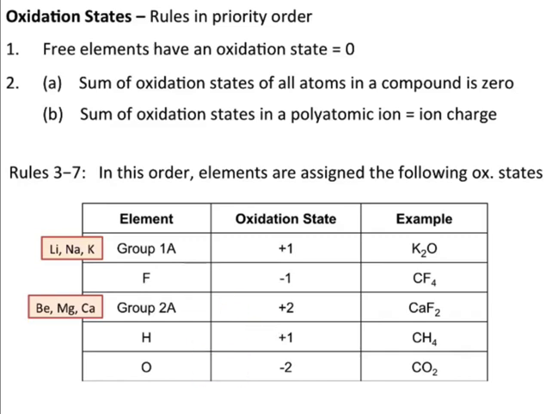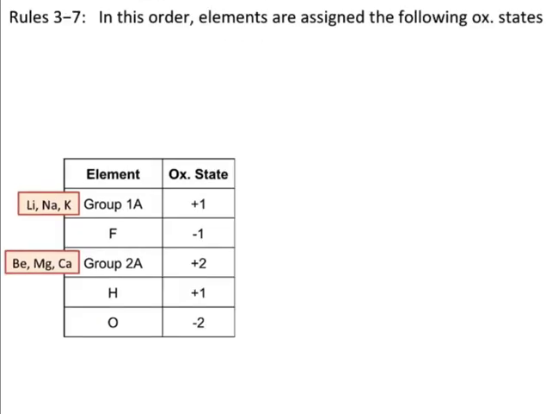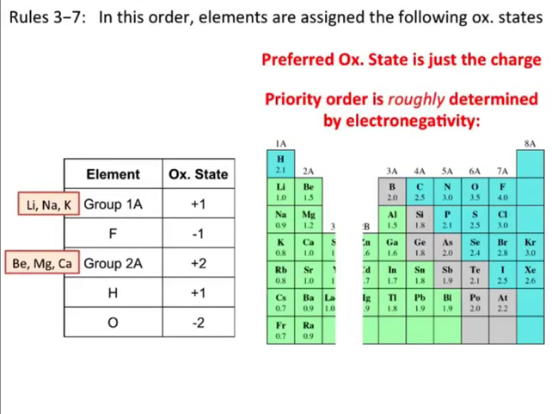And here are some examples over on the right too. The preferred oxidation state is just the charge that it would want to take based on the periodic table. You've got -1, -2, -3, +1, +2, etc. And then the priority order of who gets the charge they want is determined roughly by electronegativity. It's not quite right. But the alkali metals, most of these are very close to 0, so they're very happy to lose that electron. Fluorine is 4, the most electronegative element, so it's going to take that electron.